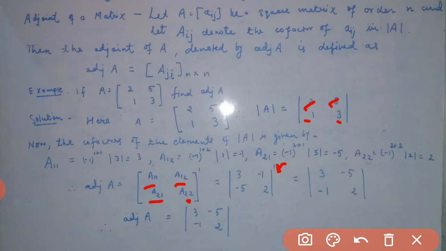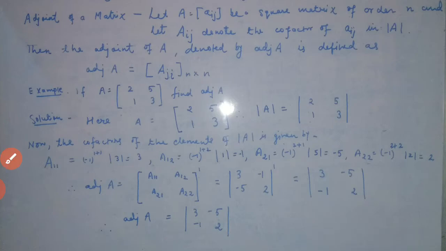This is very, very important. Adjoint of A is the transpose of the cofactors of the elements of determinant of A. So here we will find the cofactors and then find the transpose. The transpose is 3, minus 1, minus 5, 2. So adjoint of A here we will write as 3, minus 5, minus 1, and then 2. So what is this adjoint of A? This is the transpose of the cofactor matrix of aij.